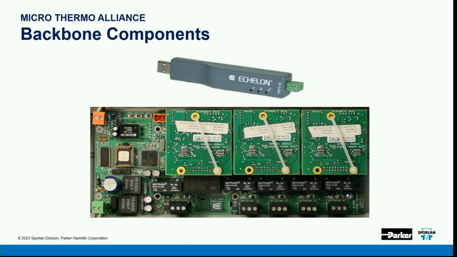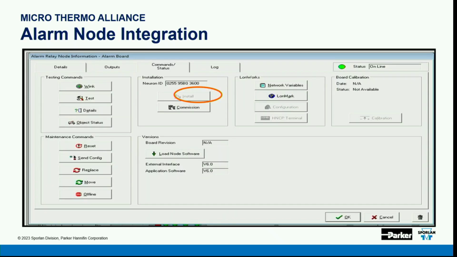It'll still run even if one node gets smoked, if you install the wire correctly. Now, to get it on board, here's the tab that I was talking about. And you see the alphanumeric ID, the Neuron ID is already up there. And the install button is gray because it's already been installed.